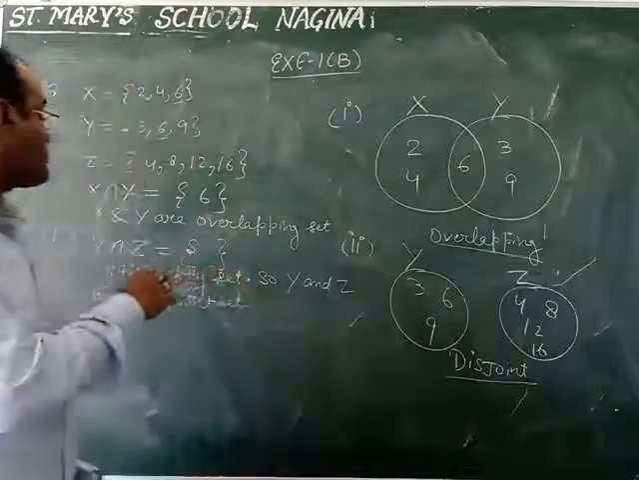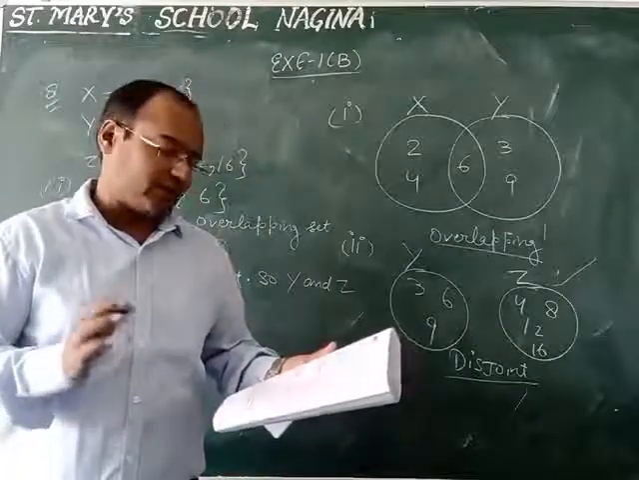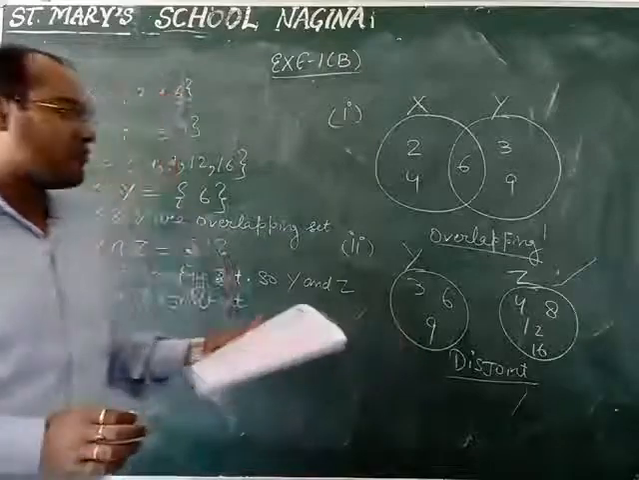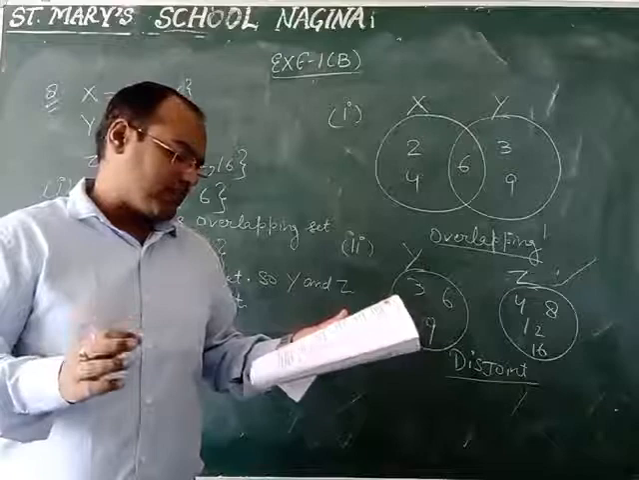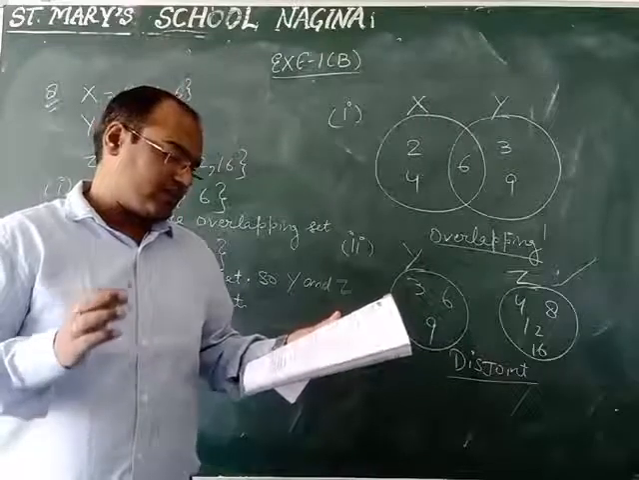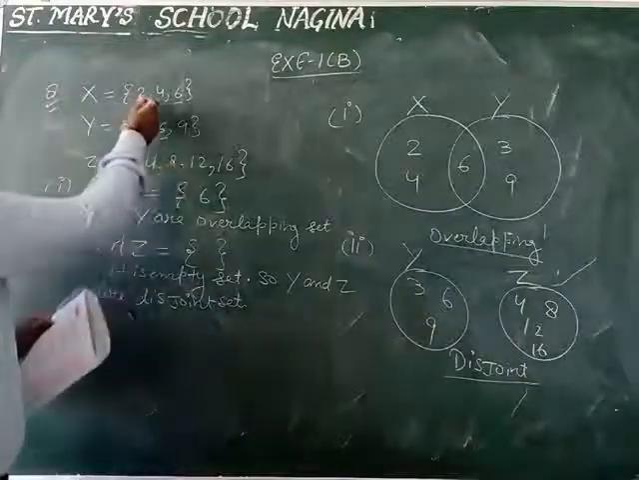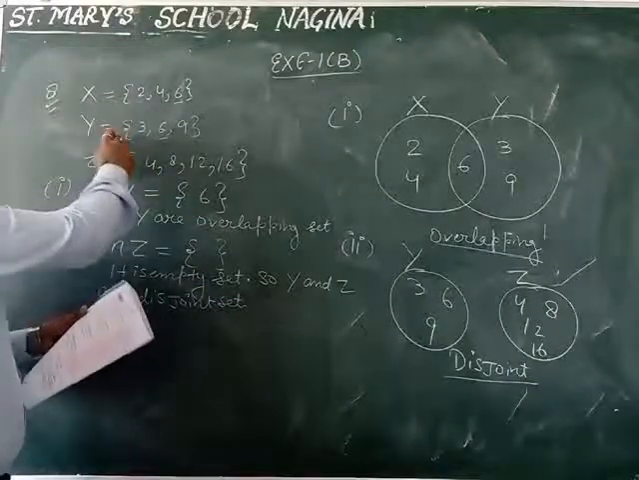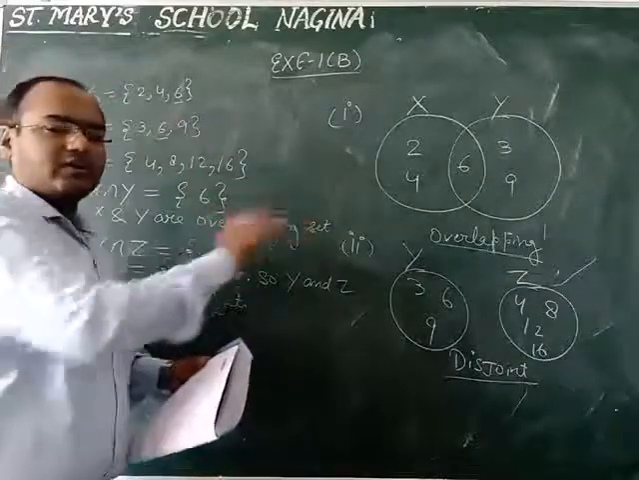So like this you have to do question number 8, and question number 9 is also exactly the same as we had done in question number 8. The only difference is the sets A, B and C are given in set builder form. You have to write first of all A, B and C in roster form. Then the same work you have to do as we have done here.